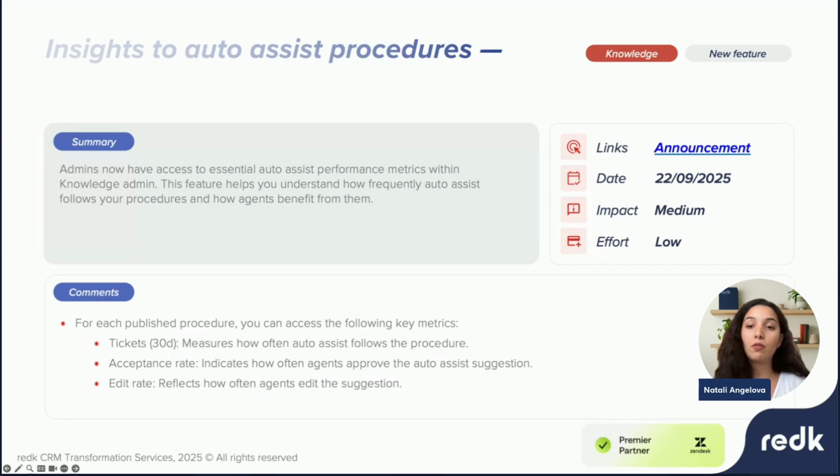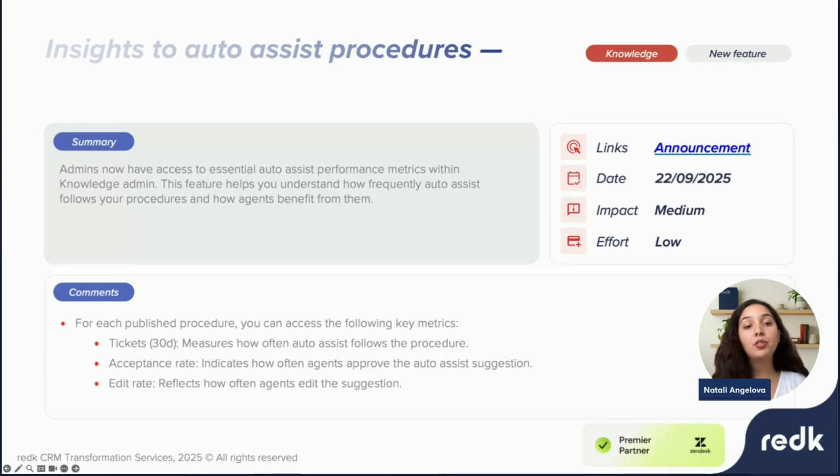actions, and macros for AutoAssist to suggest replies or actions to the agents. Then agents review and approve these suggestions before they are applied when working on a ticket. The new feature gives you insights into how frequently AutoAssist follows your procedures and how agents benefit from them.